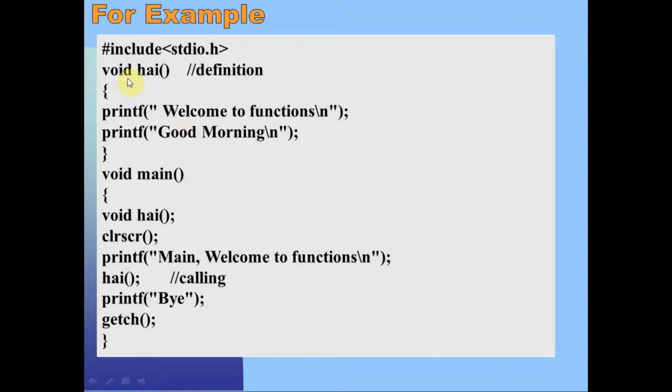Example: this is a function definition. This is a function declaration, void hi(). This is the function calling. When we call the function, it is executed automatically. It prints "Welcome to function. Good morning." Then after that, printf "bye". It's a sample example program for a function.